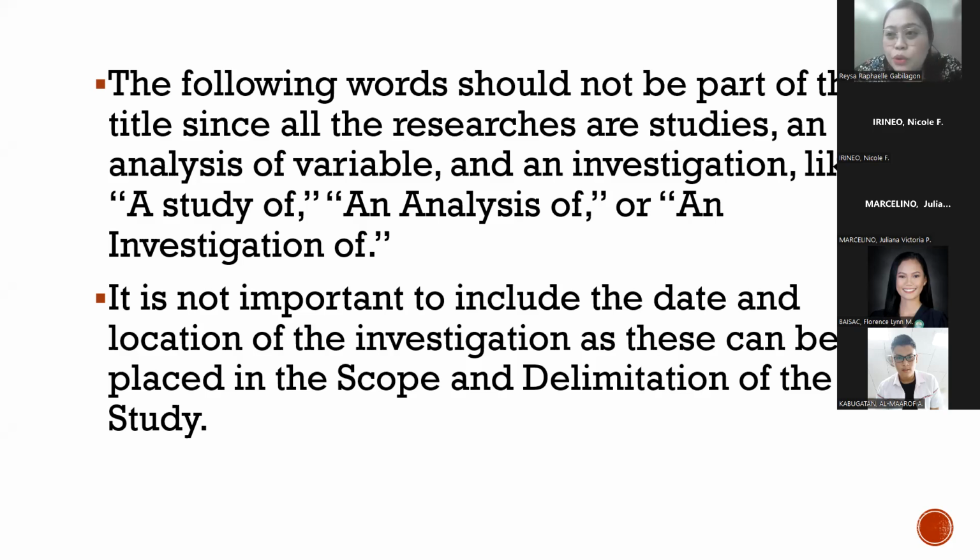When are you going to do your research? And at the same time, the locale. It is not really necessary to include those things in your title because we have the so-called scope and delimitation in the introduction part of your paper. That is where we place the information like the date and the place of the conduct of research.